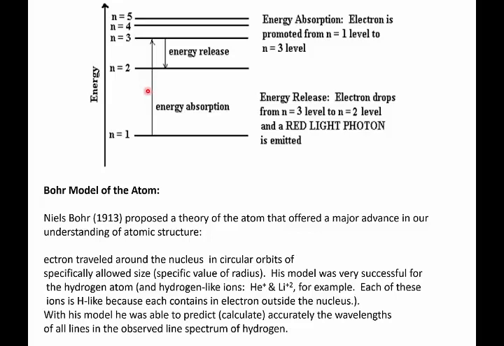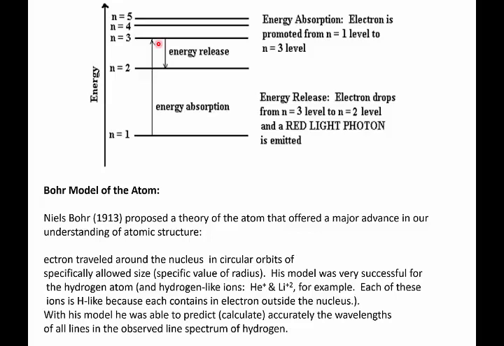Now, let's suppose that energy is absorbed, promoting the electron from the n equals 1 level to the n equals 3 level. The hydrogen atom is now, we would say, energetically excited.